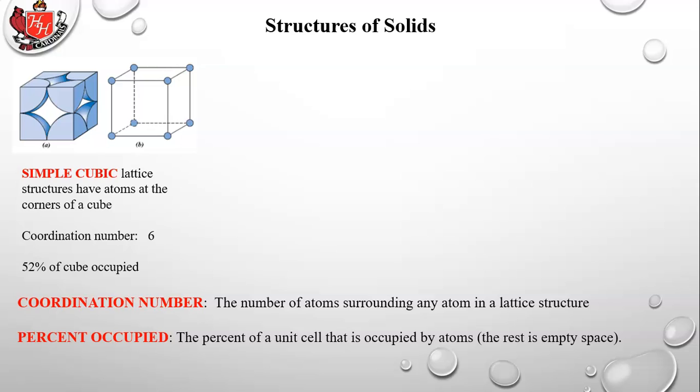Now, using the geometry that I talked about, you can figure out that 52% of that cube is occupied by atoms. So the blue is 52%, and the white is the remaining 48%. Okay, so that's a simple cubic.